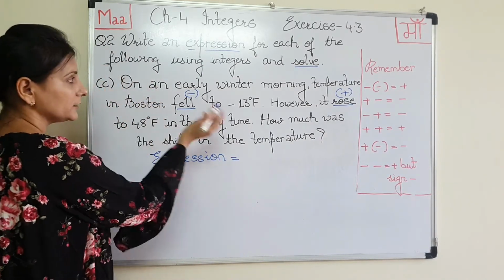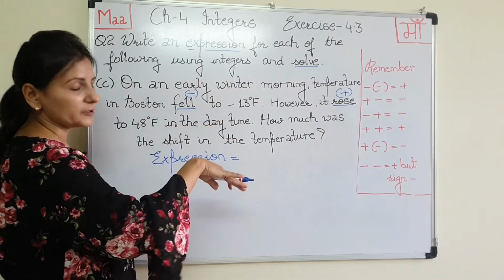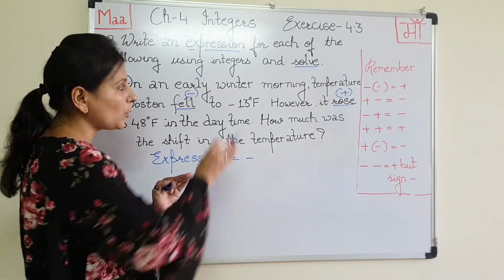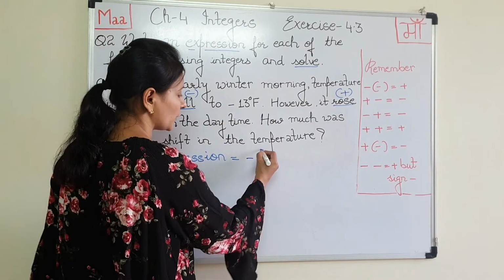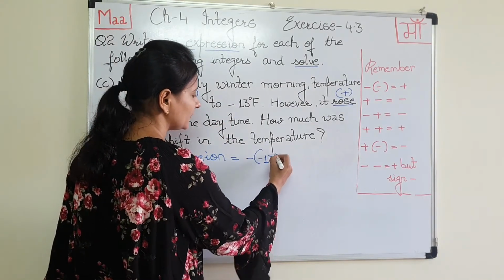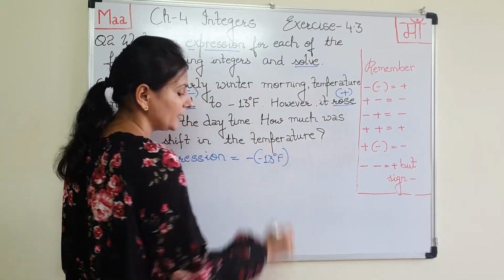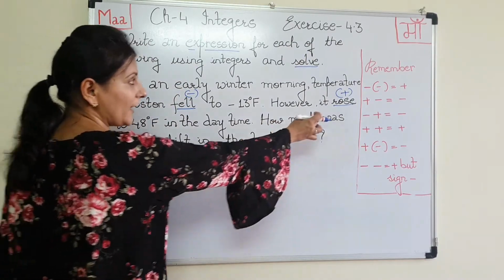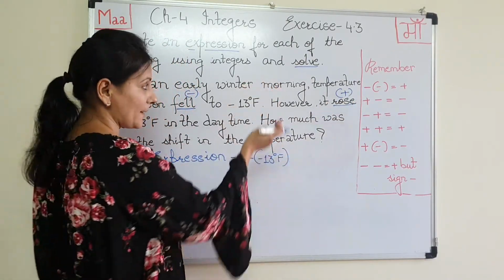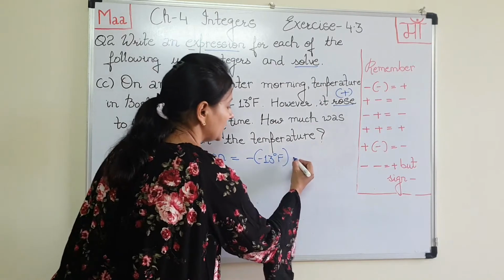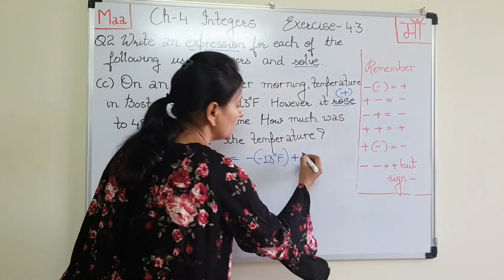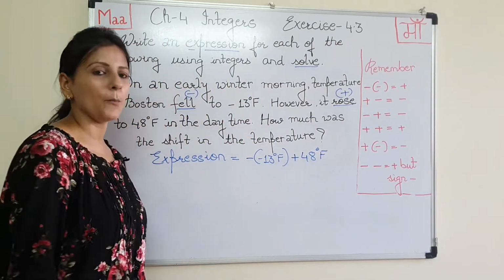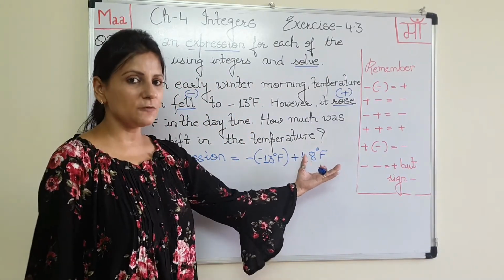So here the temperature fell down firstly, no, so it will be shown with minus sign. Okay, कितना fall हुआ है, -13 degree Fahrenheit, so it will come in bracket 13 degree Fahrenheit. Okay, this will come in bracket. Now how much difference is there? अब क्या हुआ है आगे? प्लस हुआ है, रोज हुआ है टेम्परेचर, एंड इट रोज हाउ मच? 48 डिग्री Fahrenheit. So you will put plus sign and then 48 degree Fahrenheit will come. So this will be the expression for C part.